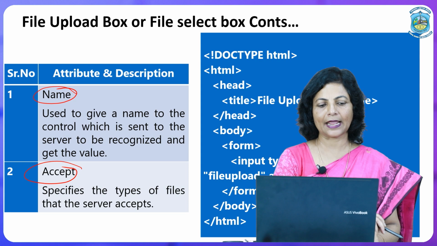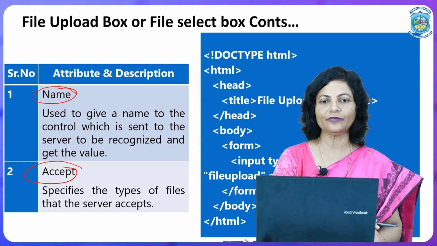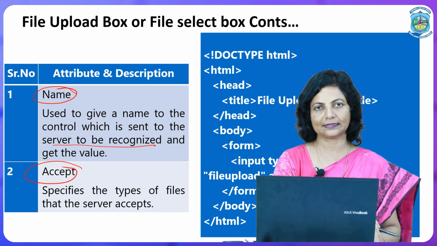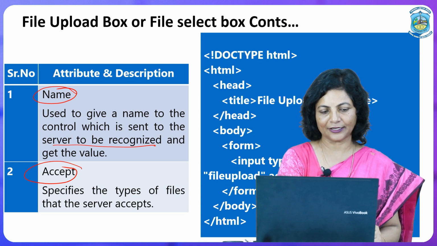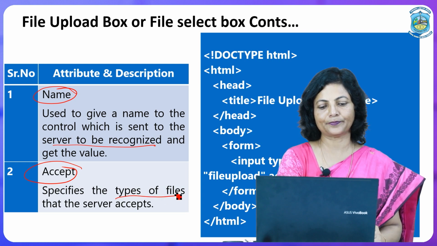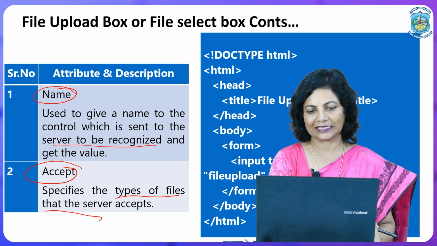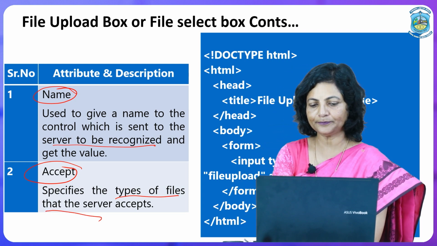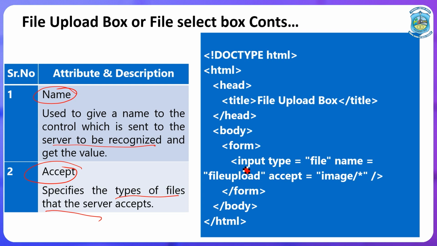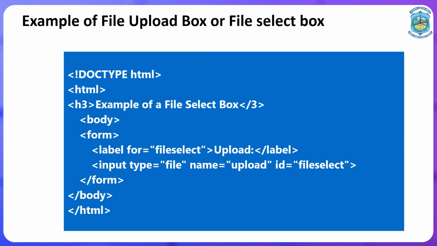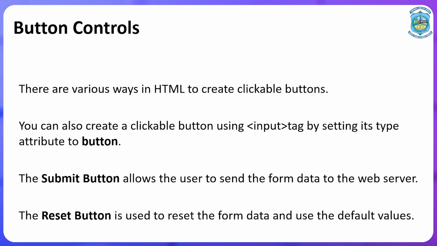The first attribute is name. This is used to give a name to the control which is sent to the server to be recognized, and accept is the attribute where we specify the types of files that the server accepts. And you can see here the example inside the form input tag where type, name and accept, three attributes, are used to allow the user to insert a file. This is another example.